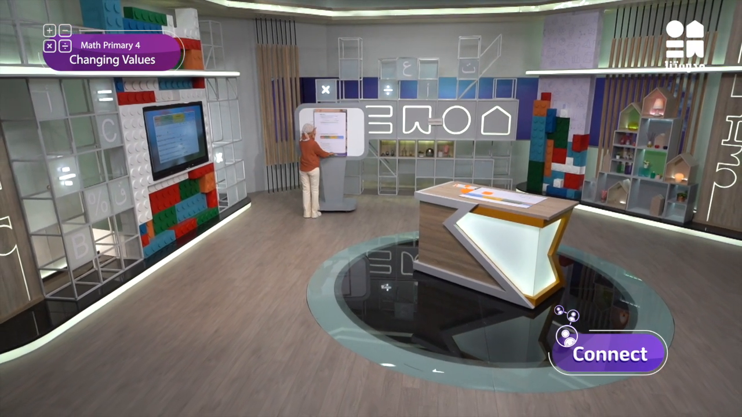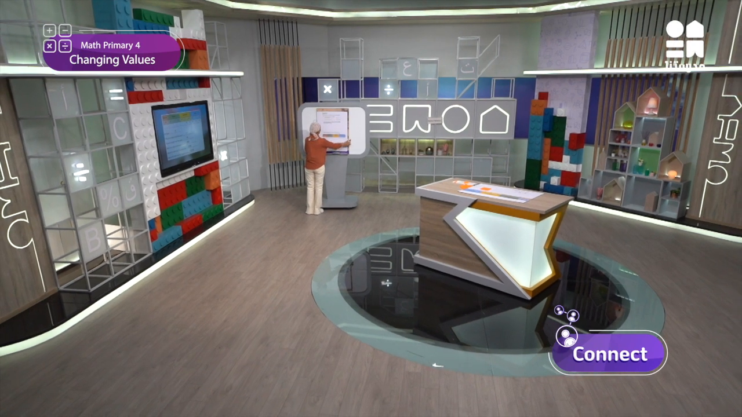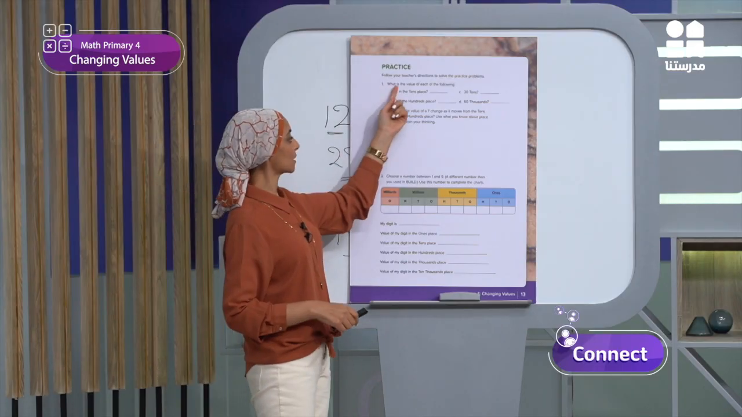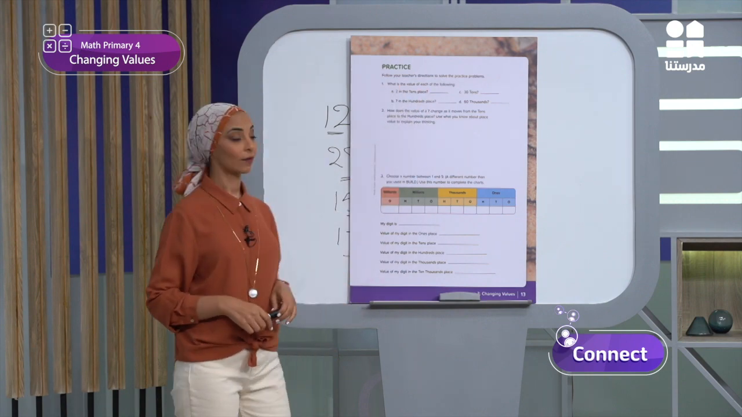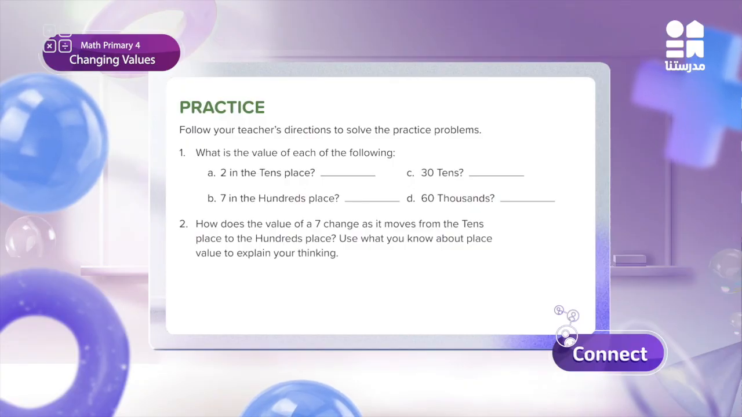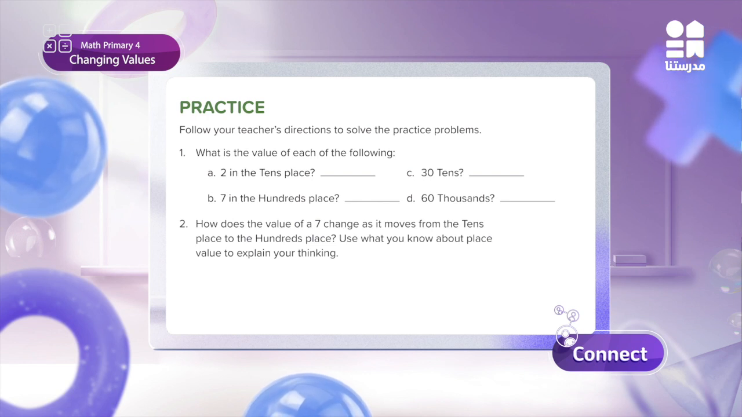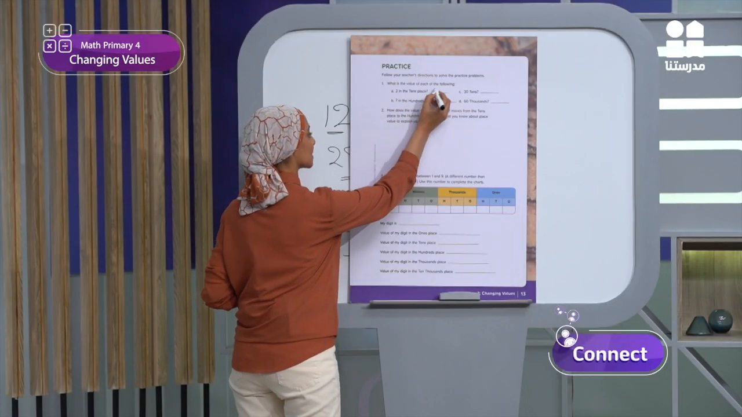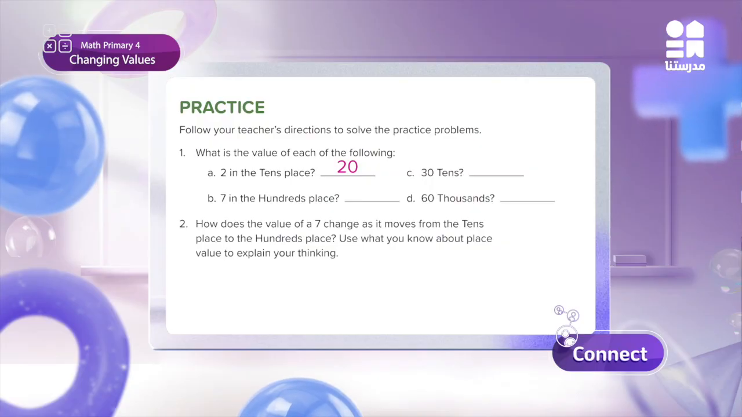This is the practice section. Okay, number 1. He asked me, what is the value of each of the following? He wants the value of 2 in the 10th place. Who can tell me? Sure, it's very easy. See, 2 in the 10th place is 20.